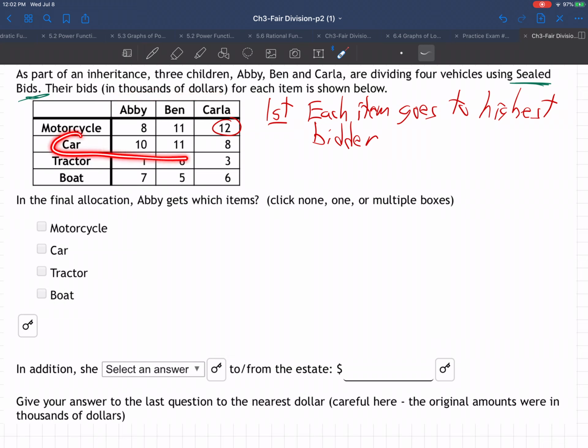So who gets the car now? Who bid the highest for the car? Ben did. So Ben gets the car, right? Each item goes to the highest bidder. How about the tractor? Who bid the highest for the tractor? Ben did. He bid $6,000 for the tractor. And finally, who bid the highest for the boat? Abby did. She bid $7,000 for the boat. Okay, so there we go. There's the bids for the various people. And so they will get those items, but now we've got to figure out how the money flows.